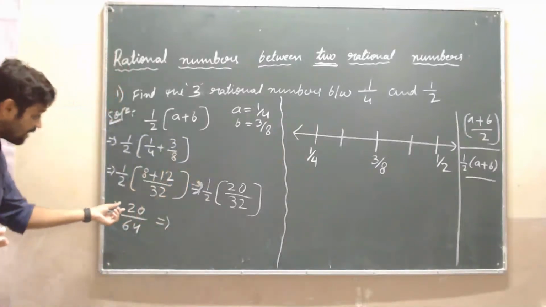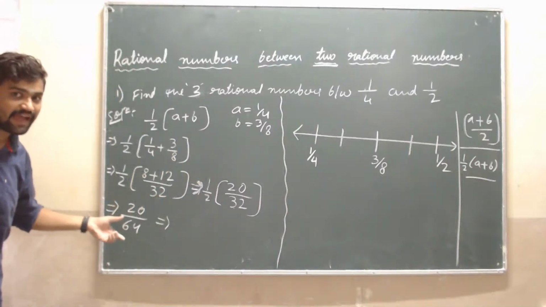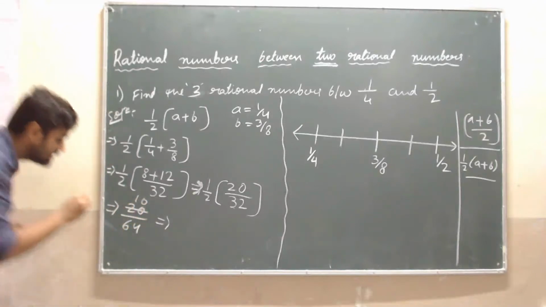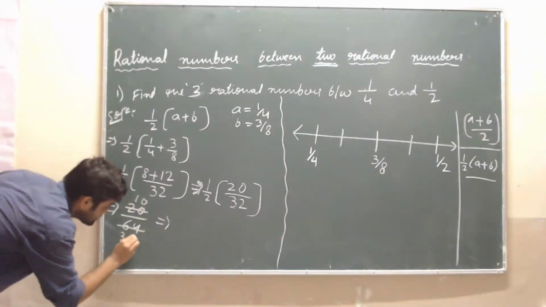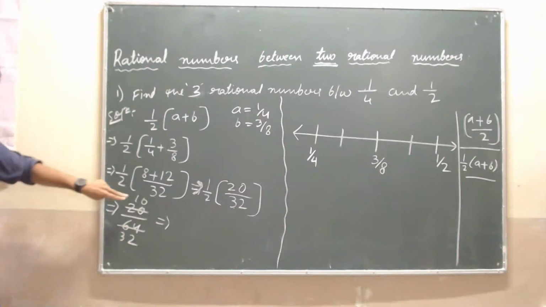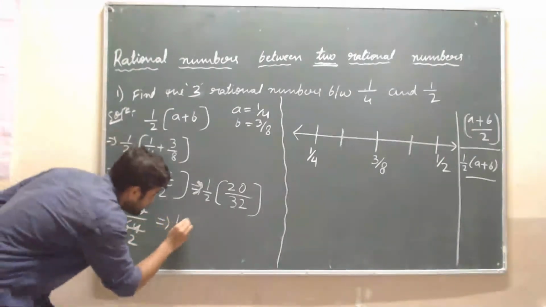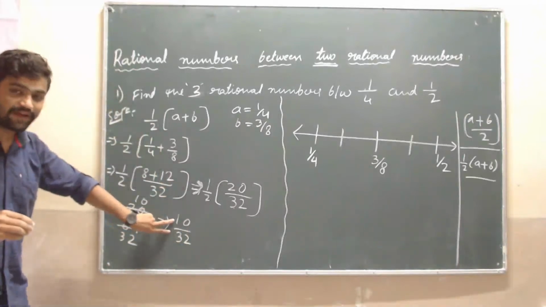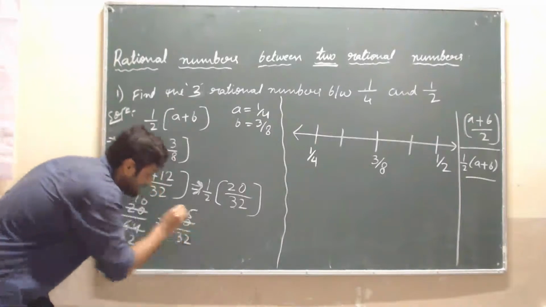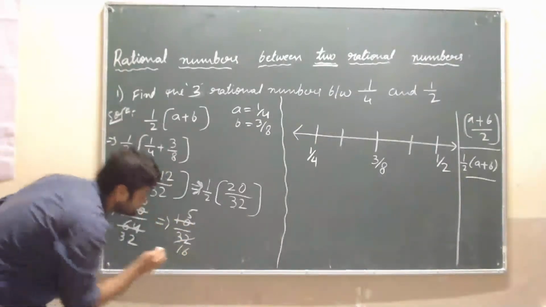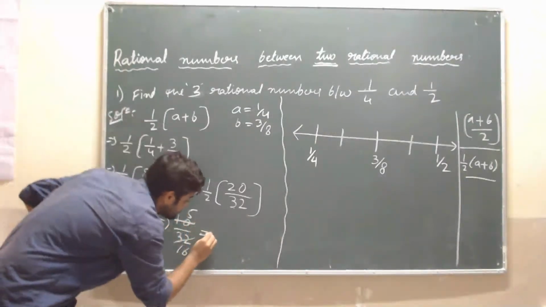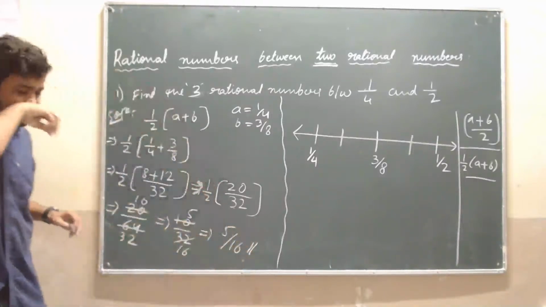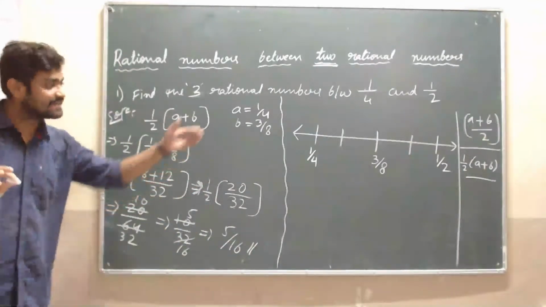Yes, but we have to simplify it again. 2 tens are 20, 2 threes are 6 and 2 twos are 4. We have 10 by 32. See here, 10 by 32, and again it will be simplified. See here, 2 fives are 10 and 2 sixteens are 32, and we have 5 by 16. Okay, simplify, directly write it.